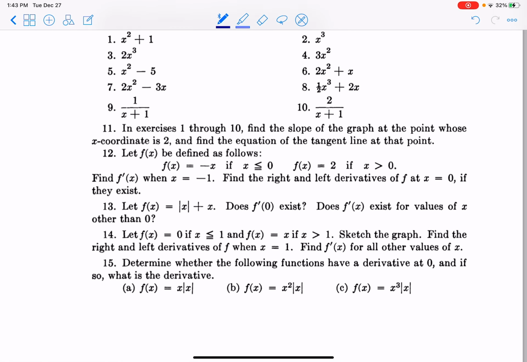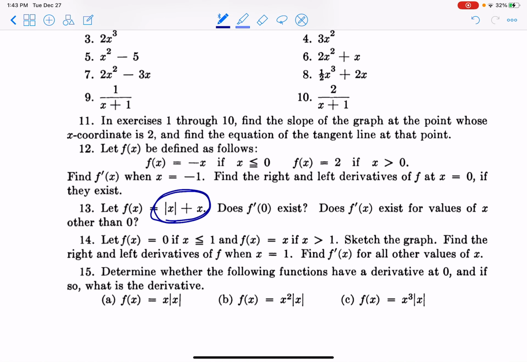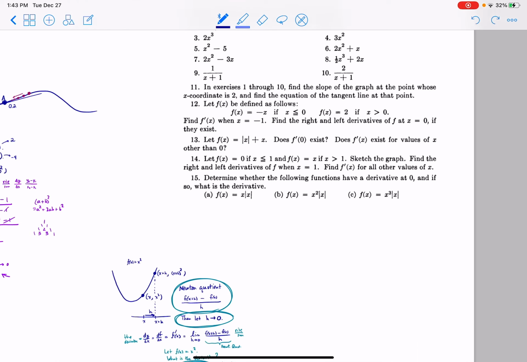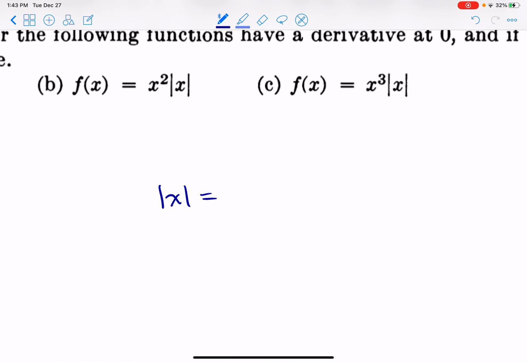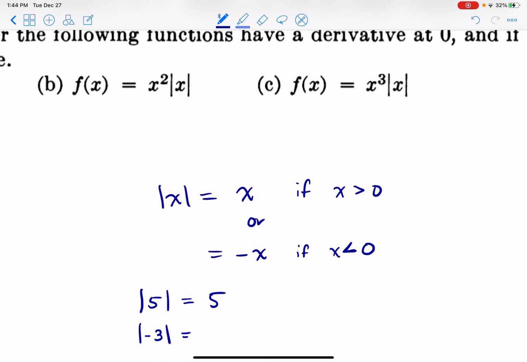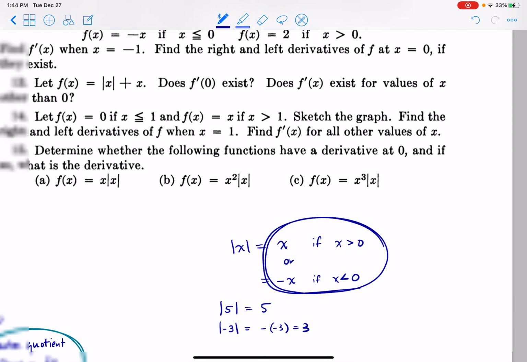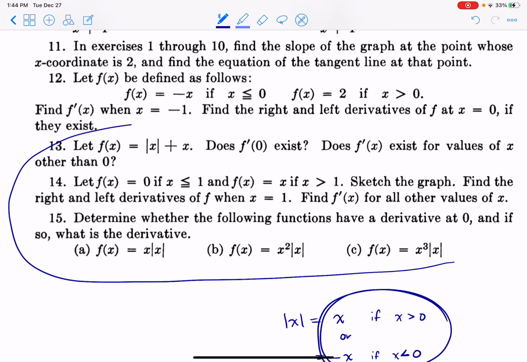An example of when it matters is a function like this. This absolute value function, the absolute value of x, is either equal to x if x is positive, or it's equal to minus x if x is negative. So the absolute value of 5 is just 5 because 5 is positive. The absolute value of -3 is negative -3, which is 3, because -3 is negative. So this will matter when you're plugging in your formula. And I will let you try to figure out these problems here.